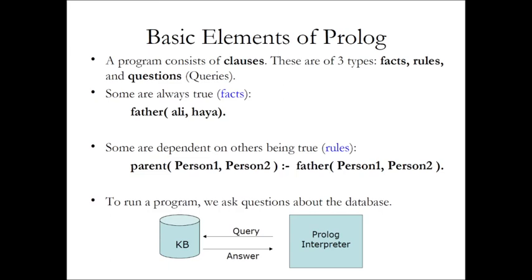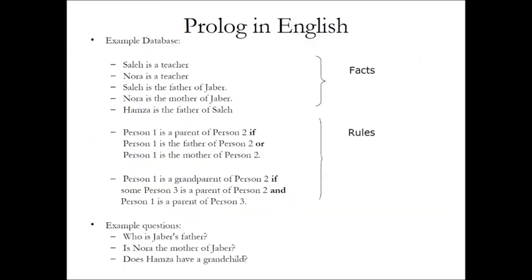Some are always true facts, for example, father Ali and Haya, right? Some are dependent on others being true, which are rules, for example parent, person one, person two, and father, person one, person two. These are the points and facts that we have already seen in various chapters, like predicates and constraint satisfaction. To run a program, we ask a question about the database, like a query; the Prolog interpreter will fire the query at the database and get an answer to it.